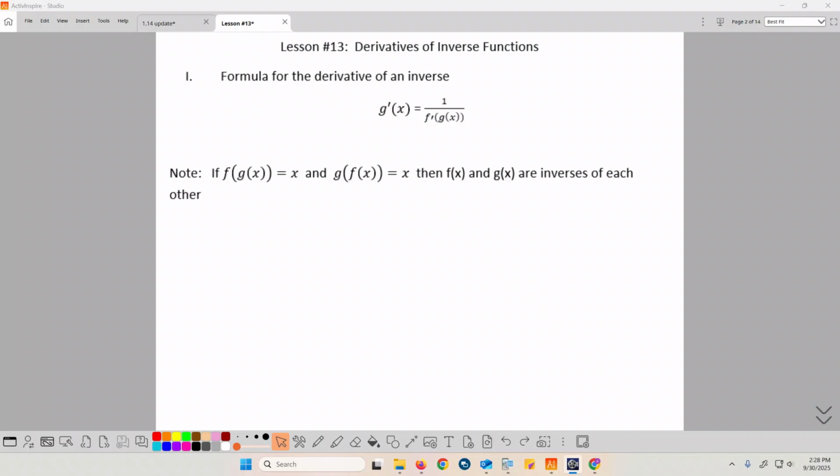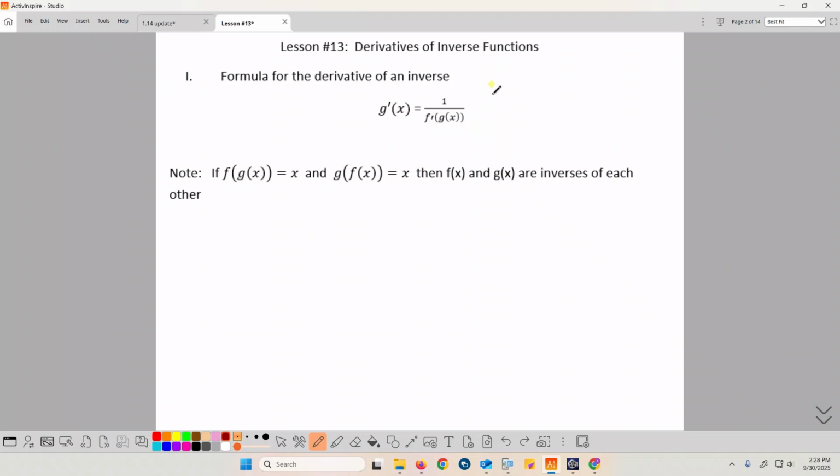Hey everyone, this is lesson 13 in Calculus AB, and this is derivatives of inverse functions. All right, so first off, this is the formula that we're going to look at here. The formula for the derivative of an inverse is right here. g prime of x is equal to 1 over f prime of g of x.